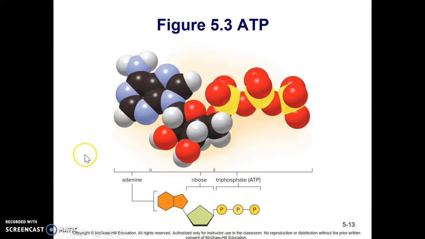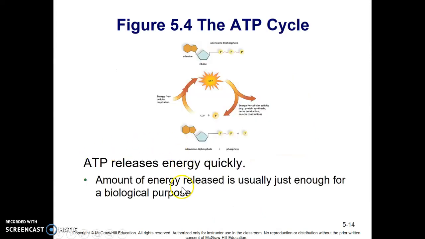You can see the 3 parts. It is a nucleotide. The bonds between the phosphate groups are actually really easy to break off and put back. And so it's just enough energy to do a cellular job. Okay. No, it's not going to contract your whole bicep, but little by little, each individual muscle fiber can contract.